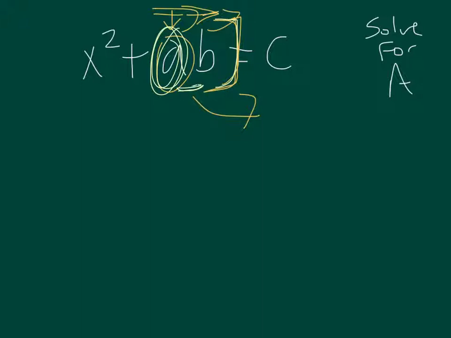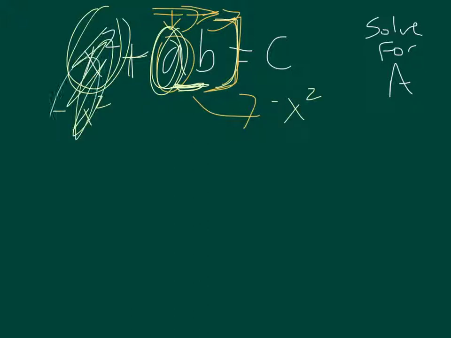Now, the a and b are right next to each other, so that means I got to get rid of the x squared first, okay? It's just regular x squared hanging out by itself, being plussed with the ab. So all I'm going to have to do is subtract x squared from both sides. That makes it go away over here because that makes it 0. Bring down this, so it's ab equals, and then this is just c minus x squared.